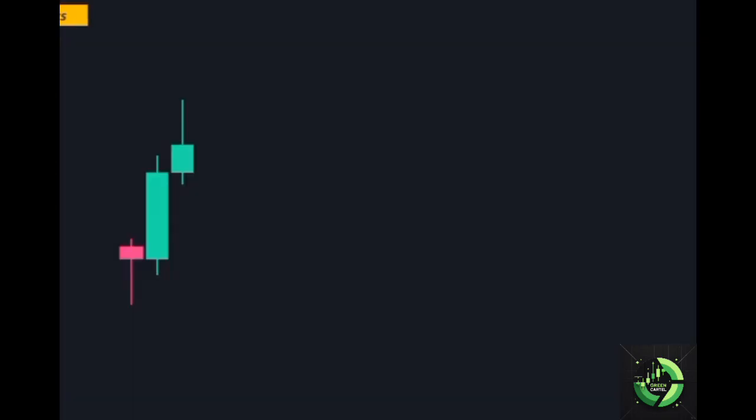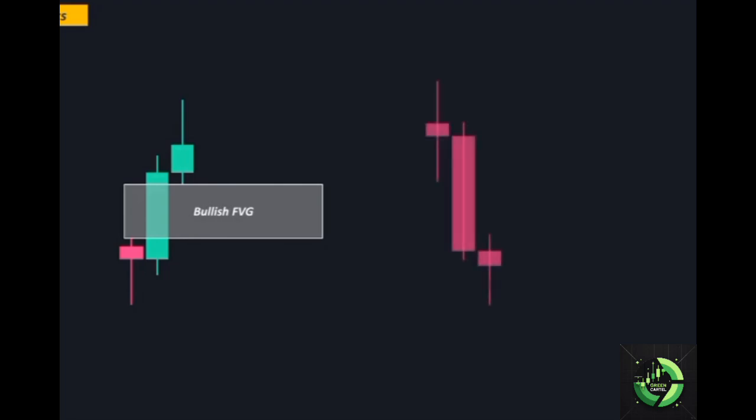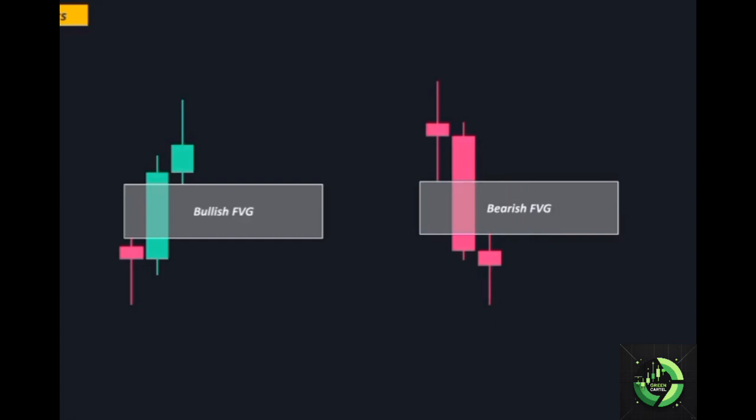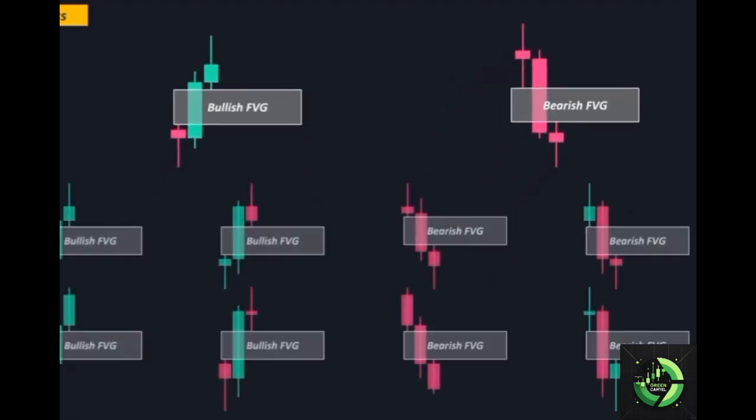Starting with the basics, a bullish fair value gap is a space between the upper wick of the first candle and the lower wick of the third candle in a three-candle sequence. Similarly, a bearish FVG is a space between the lower wick of the first candle and the upper wick of the third candle. The candle's color does not matter, and they can be any shape or size.